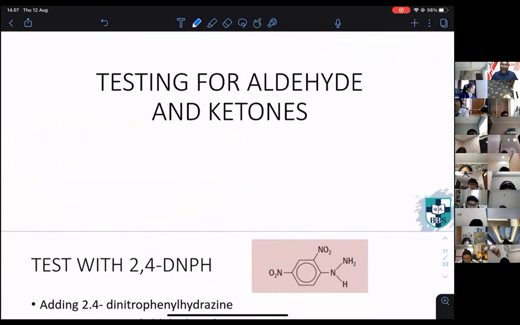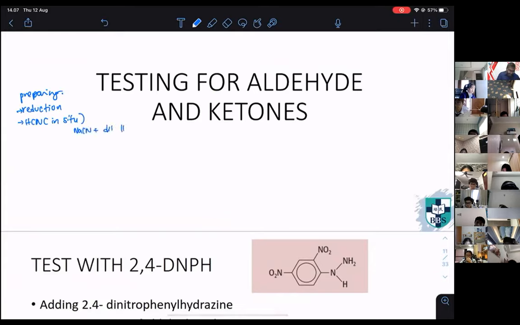Testing for aldehyde and ketone. Let us recall what we have learned until now. I have taught you about preparing aldehyde and ketone. I have taught you about reduction. If you have oxidation, you will have reduction. If you count reduction, then there are two reactions involving carbonyl compound. The other one is with HCN, and it will be done in situ, not KCN. Please remember that. HCN in situ, how do you prepare? With NaCN, with dilute H2SO4. And you will get 2-hydroxynitrile.